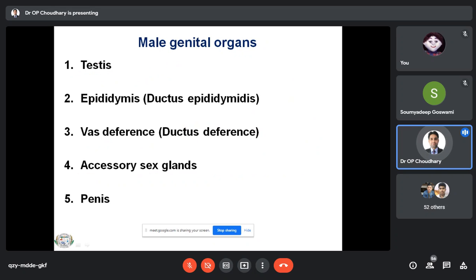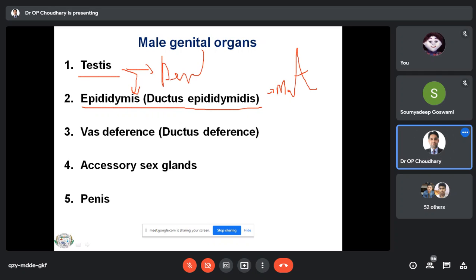So you can see a testis. The testis is the main organ, or a gland, that produces the spermatozoa by the process of spermatogenesis. Then second is the epididymis. When these spermatozoa are produced, they are usually stored in the epididymis for maturation. The maturation will be in the epididymis. The development will be in the testis.